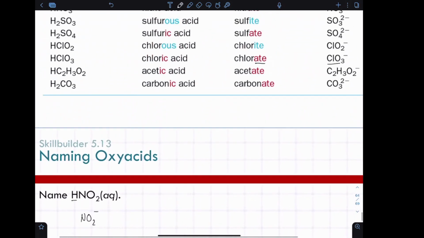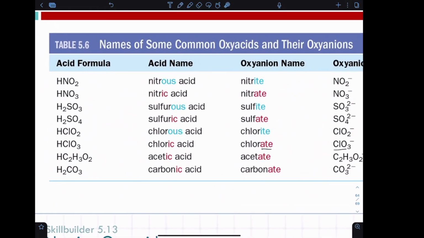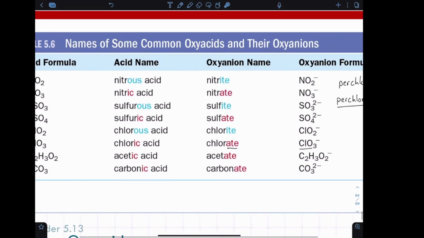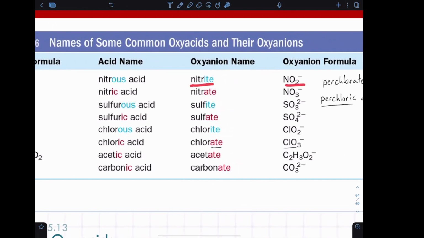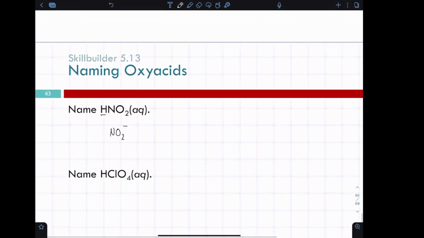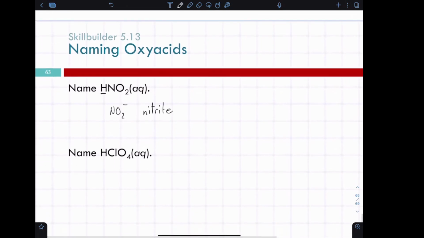And then we can go back up here and say, if you have this table with you, I want you to memorize these. But NO2 is nitrite. And we say, okay, well, the acid of that, the ITE changes to OUS. So this would be nitrous acid. So sometimes it can help to sort of work backwards a little bit. And thank you to the one person who did send me a direct message. I know it's hard to participate on Zoom.